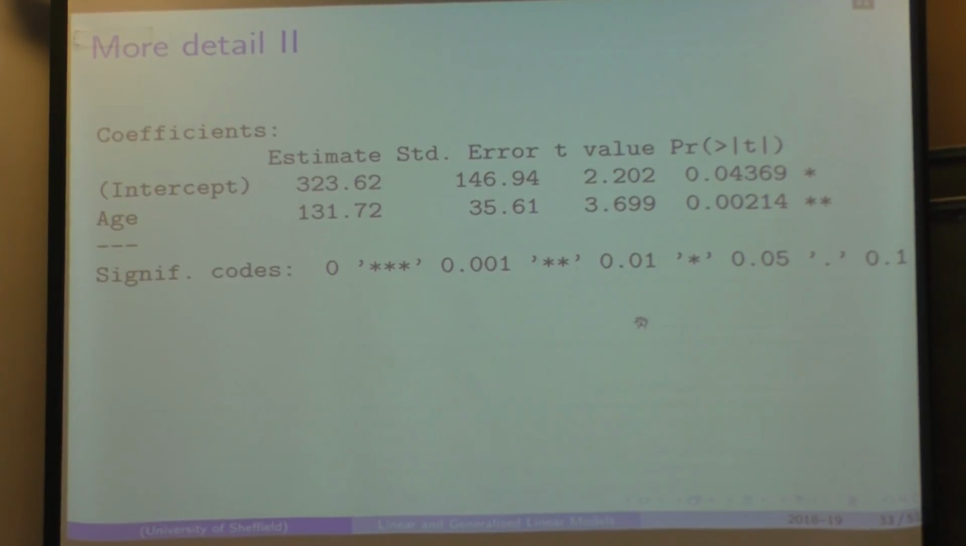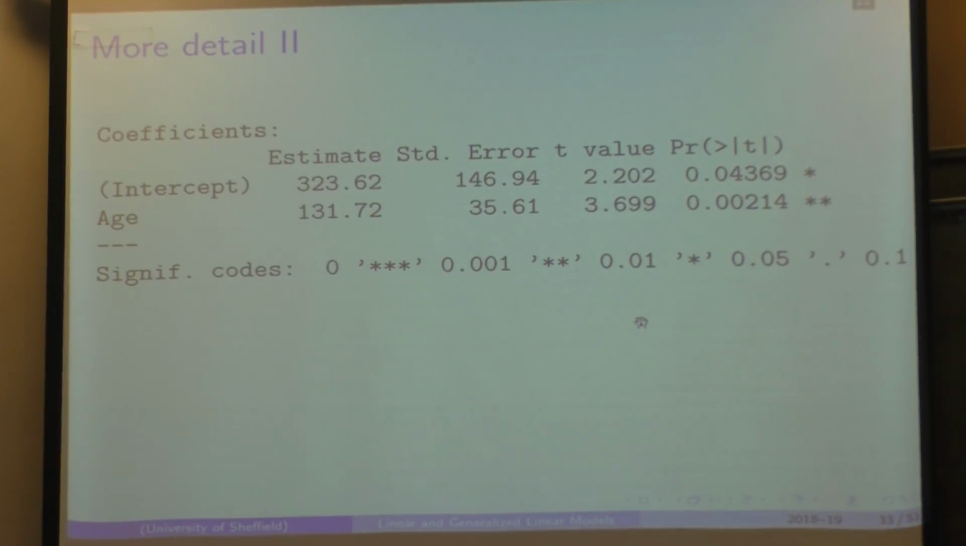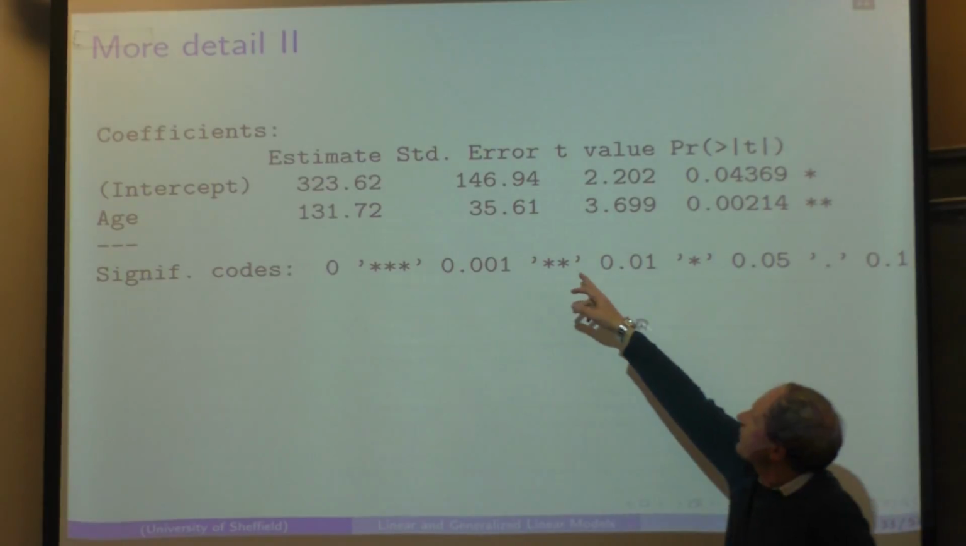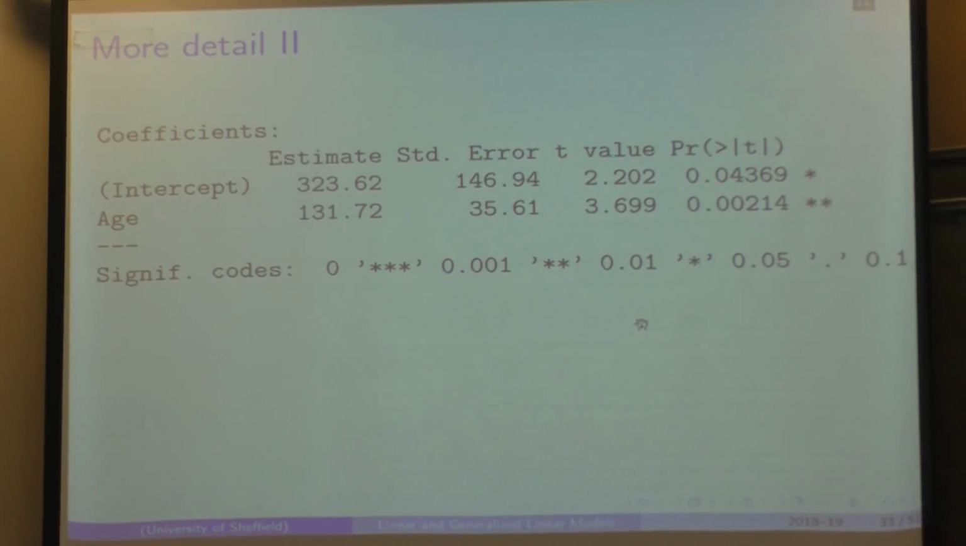The next one is the standard error. This gives you an idea of how much confidence R has in those estimates, and we will see how that is calculated as we go through this section. The standard error for the age coefficient is about 35. The standard error for the intercept is quite a bit bigger, at nearly 150.